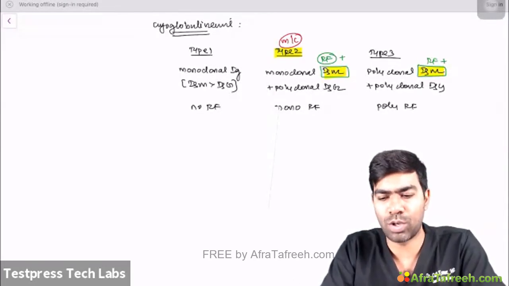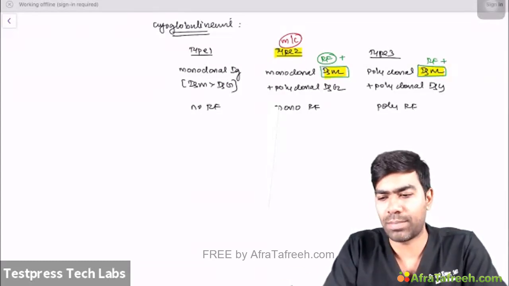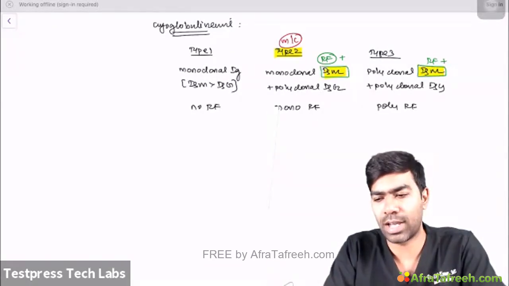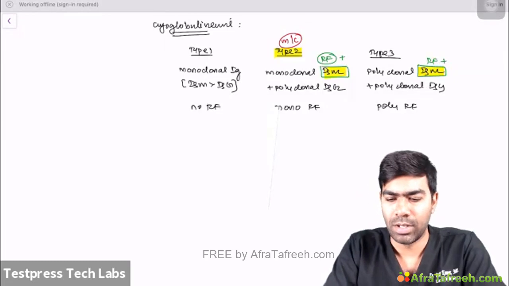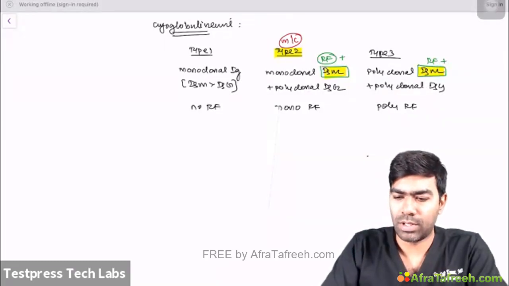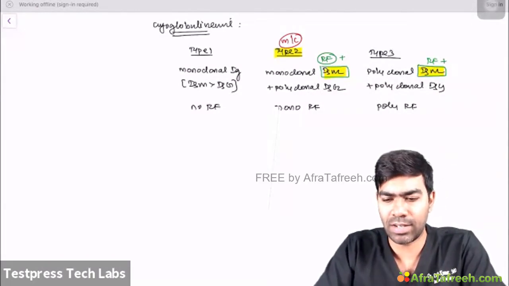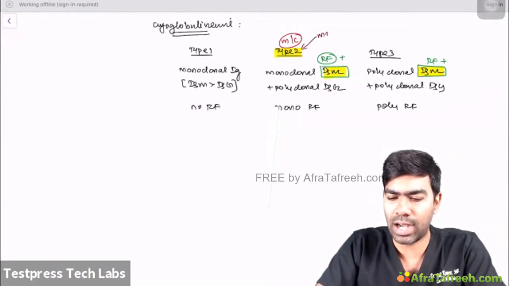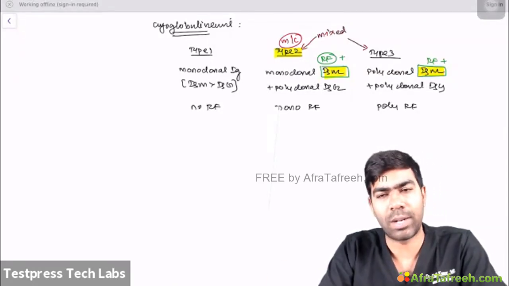Type 1 is monoclonal immunoglobulin, whatever the case, only one type. Type 2 is monoclonal IgM with polyclonal IgG. Type 3 is polyclonal IgM with polyclonal IgG. The IgM component is the one that has rheumatoid factor activity here. Because type 2 and type 3 have a mixture of IgM and IgG, they are also referred to as mixed cryoglobulinemia. Type 2 and type 3.